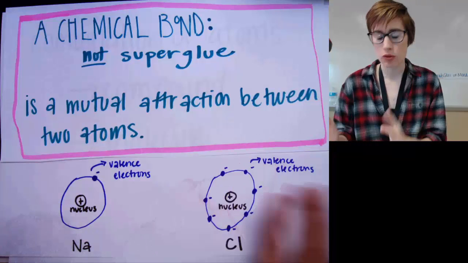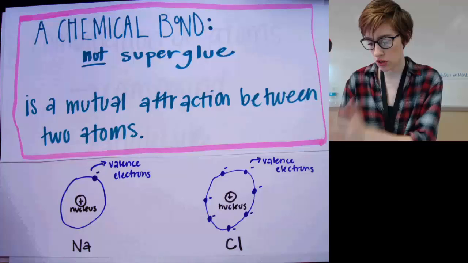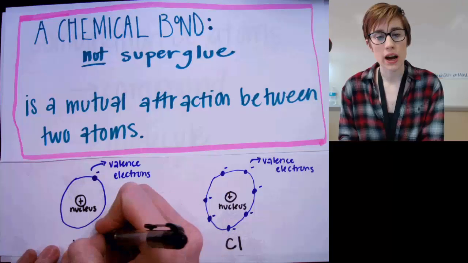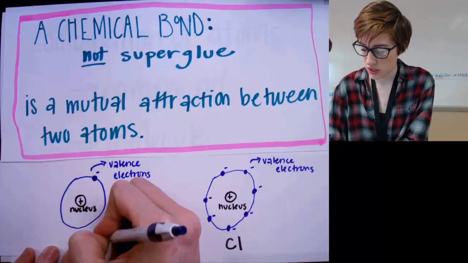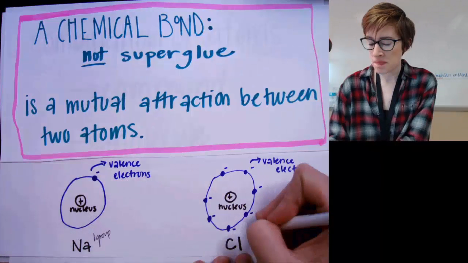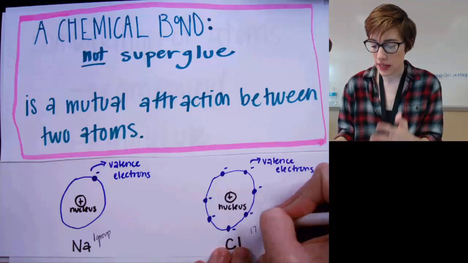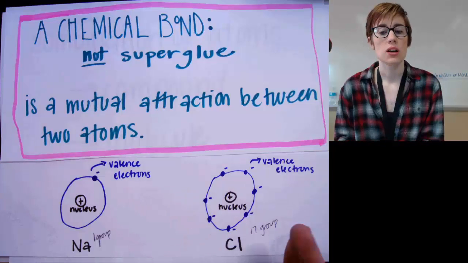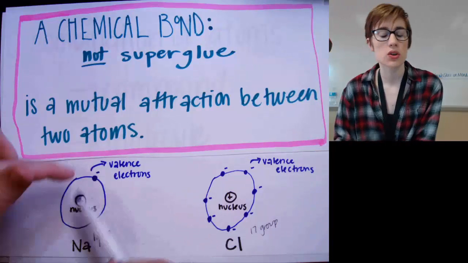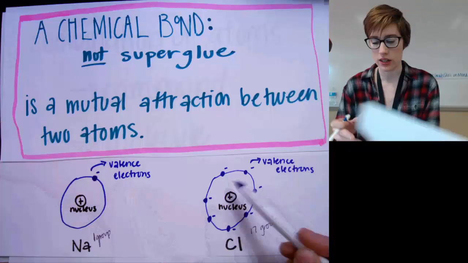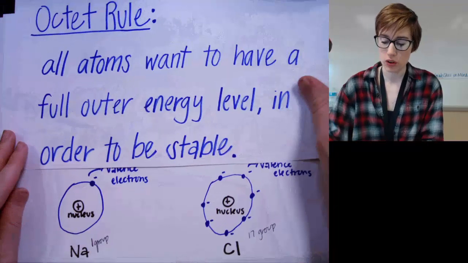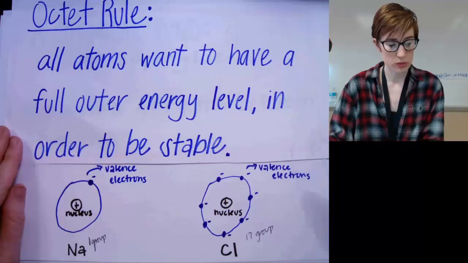So let's look at the formation of salt. Okay, we know salt is made up of sodium and chlorine, right? And we also know that sodium has one outer valence electron because it's in group 1. And we know chlorine has 7 valence electrons because it's in group 17. These atoms are going to interact together very well because sodium is always going to want to lose this electron, and chlorine is always going to want to get 8, right? We call that the octet rule. The octet rule states that all atoms want to have a full outer energy level in order to be stable.